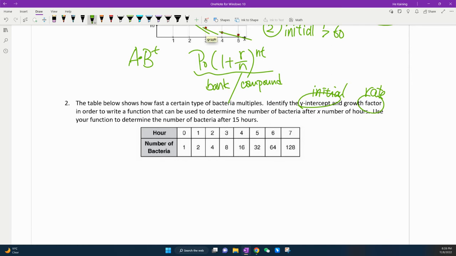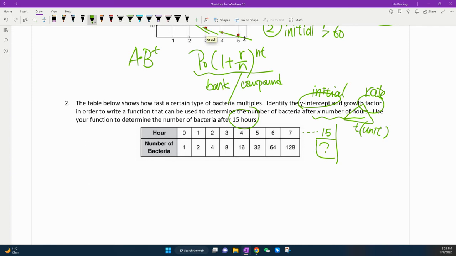Okay, keep reading. In order to write a function that can be used to determine the number of bacteria after X number of hours. So that means our unit for T is actually in hours. So T unit is hours. And then use the function to determine the number after 15 hours. So that means we're looking for the number 15 right here and trying to figure out what's inside this box. Now, first thing, we have to find our relationship.